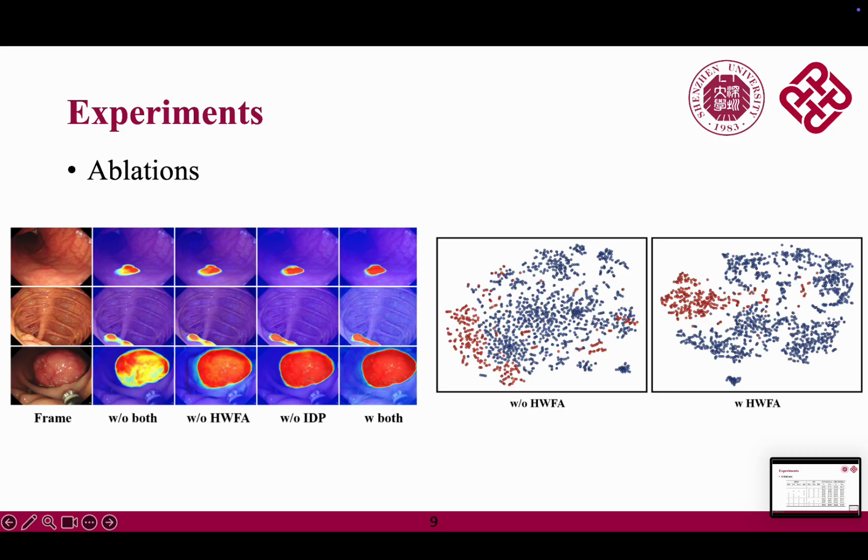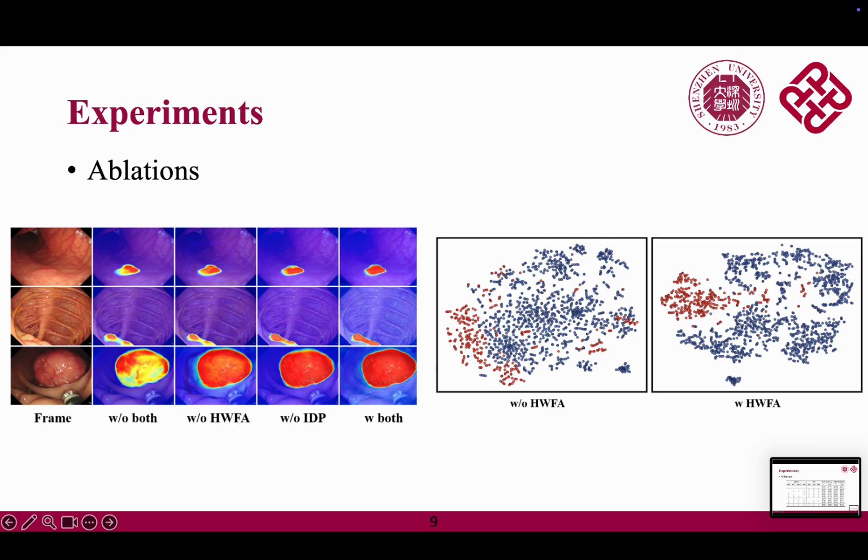This slide provides visual evidence for the ablation study. On the left, we compare the prediction results when removing different modules. Without HWFA, the model becomes weaker at handling highly camouflaged polyps and the lesion boundaries are less clear. Without IDP, the model becomes less stable under temporal changes, and the segmentation may become discontinuous or inaccurate across frames. When both modules are present, the prediction is more complete, more precise, and more stable.